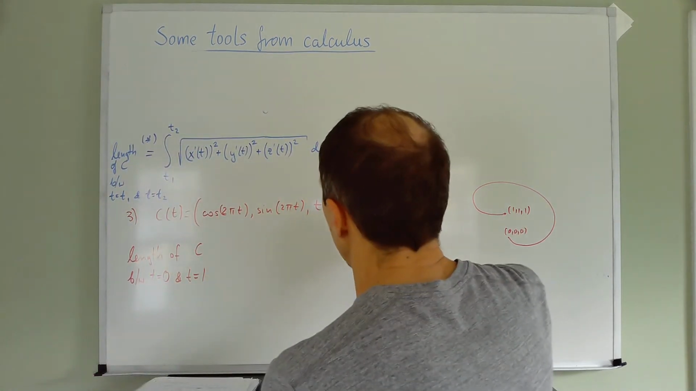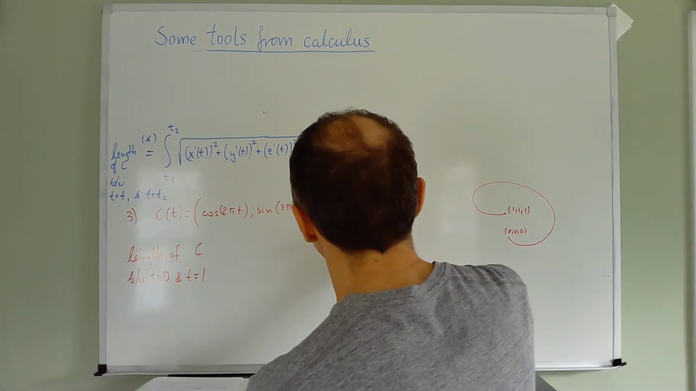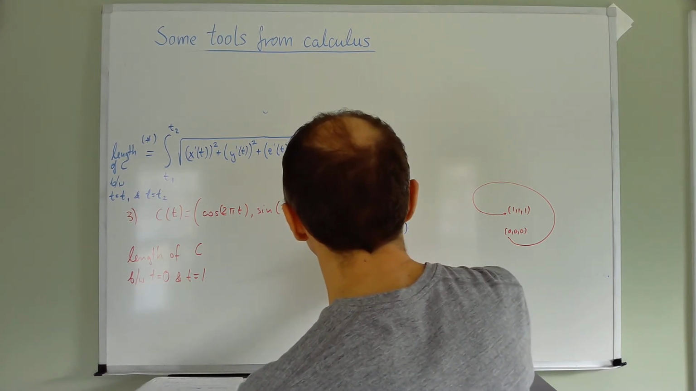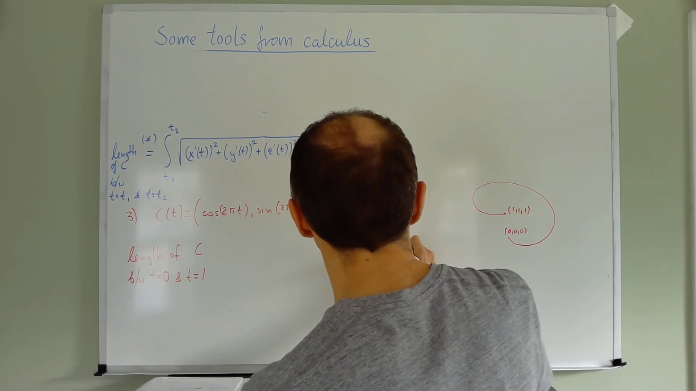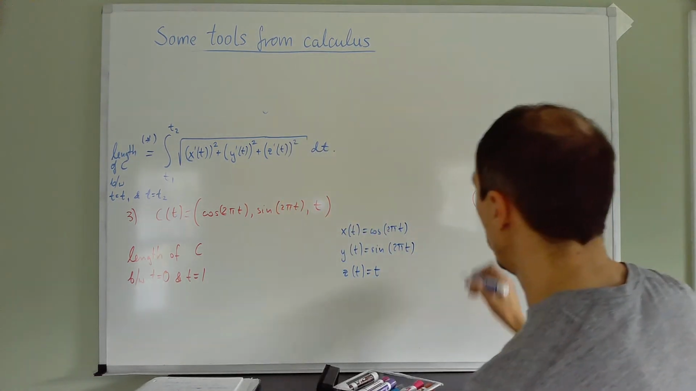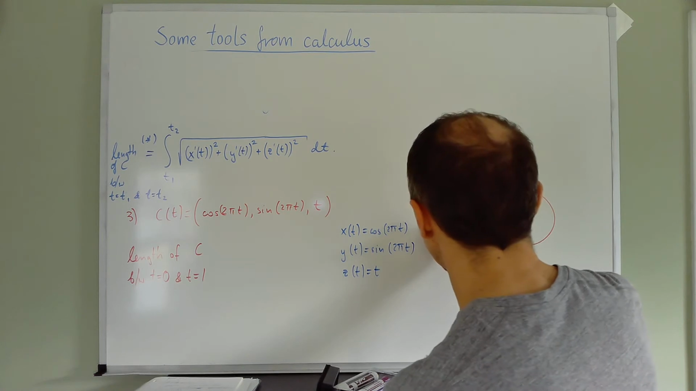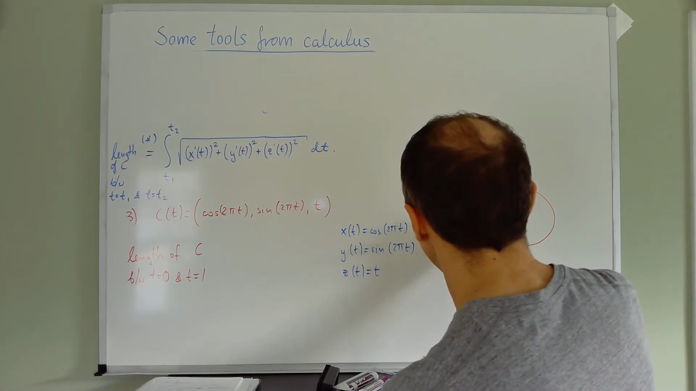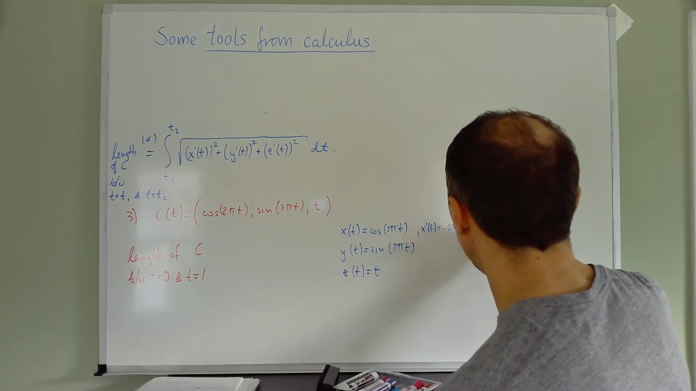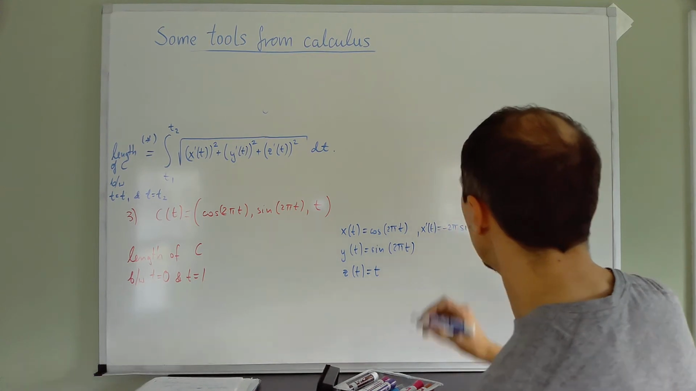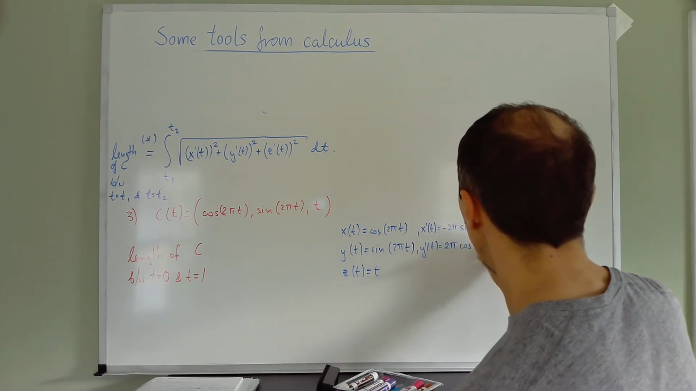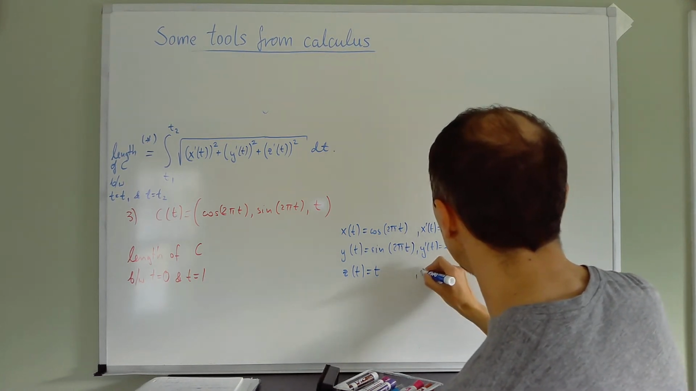So x of t is cosine 2 pi t, y of t is sine 2 pi t, and z of t is t. So let's do the derivatives. x prime of t is going to be minus 2 pi sine 2 pi t. y prime of t is going to be 2 pi cosine 2 pi t. And z prime of t is going to be 1.